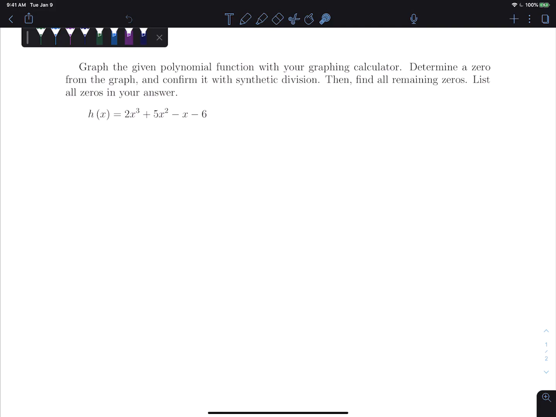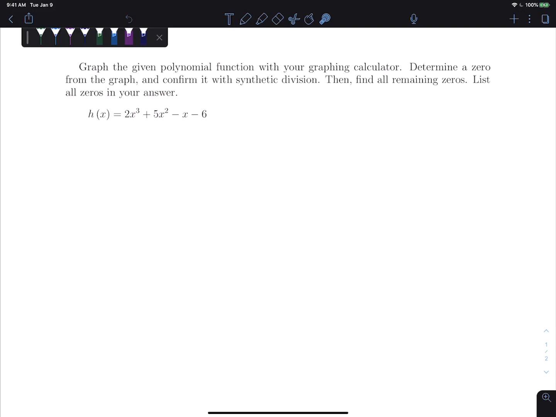We're going to go ahead and graph the polynomial function in our graphing calculator, determine a zero from the graph, and confirm it with synthetic division. Then find all remaining zeros. List all zeros in your answer. Okay, and the function that we have is h of x equals 2x cubed plus 5x squared minus x minus 6. In order to find one of the zeros, we're going to go ahead and go to the calculator.